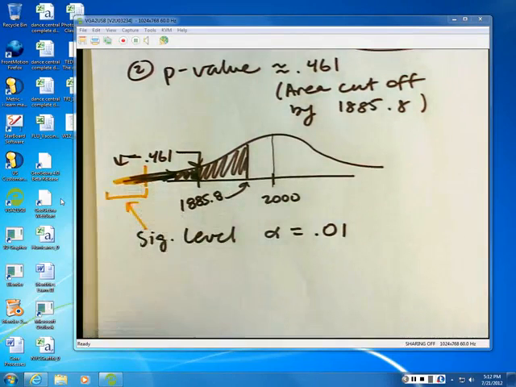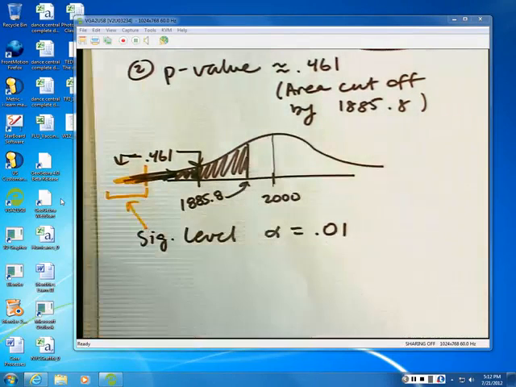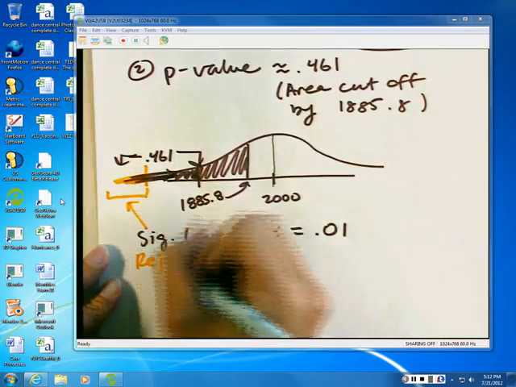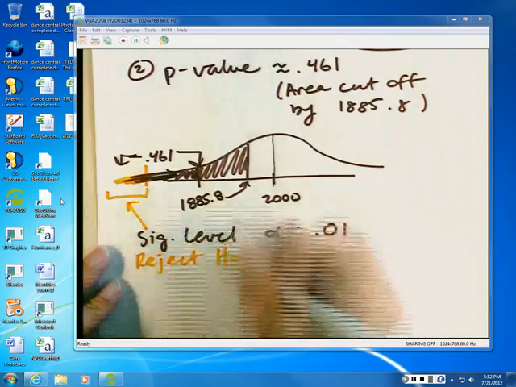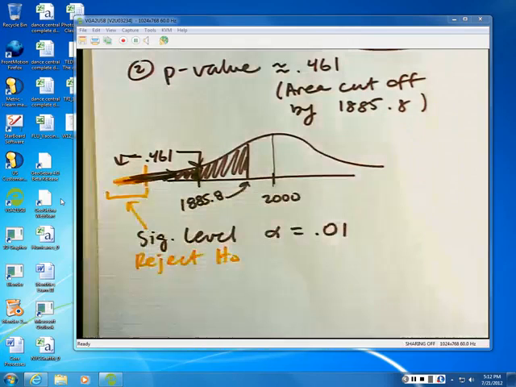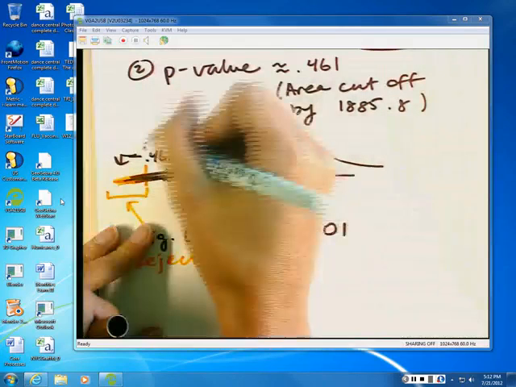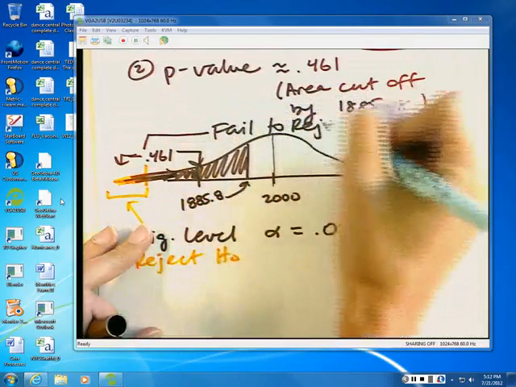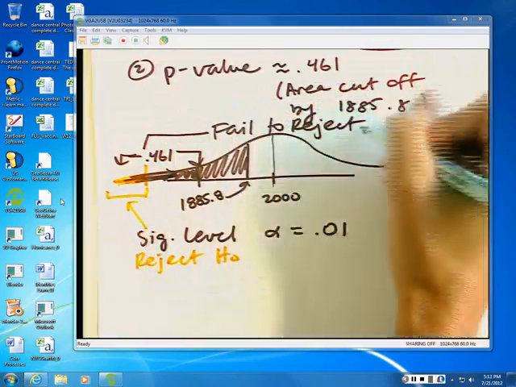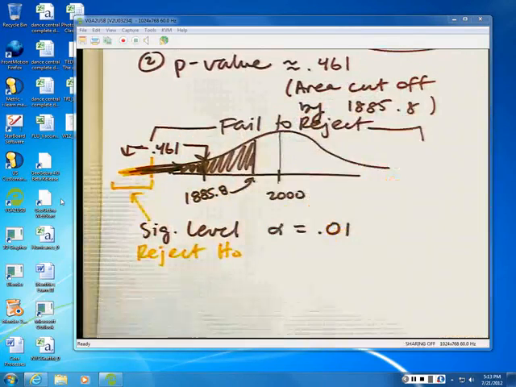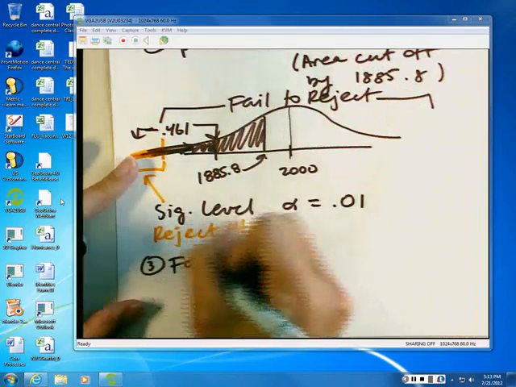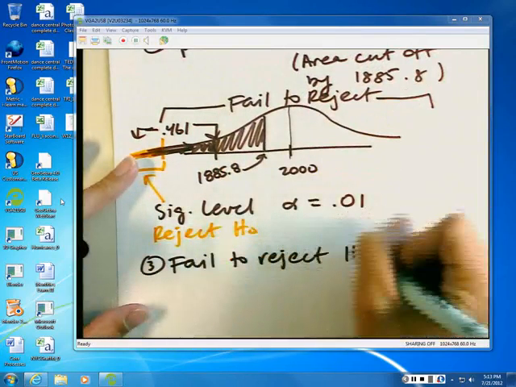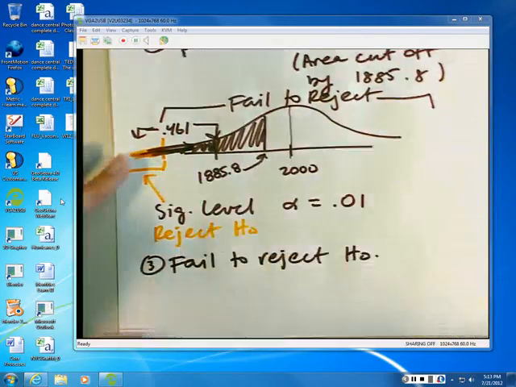So our conclusion then is to fail to reject. So in this case, I had to fall in here to reject the null hypothesis. If I fall into this yellow area, I reject, and I don't. If I fall anywhere else, I fail to reject that null hypothesis. So step number 3, in this case, we fail to reject the null hypothesis.